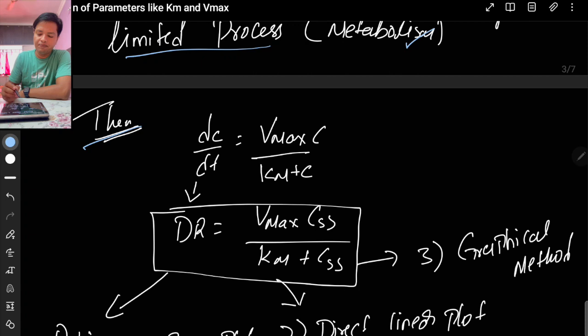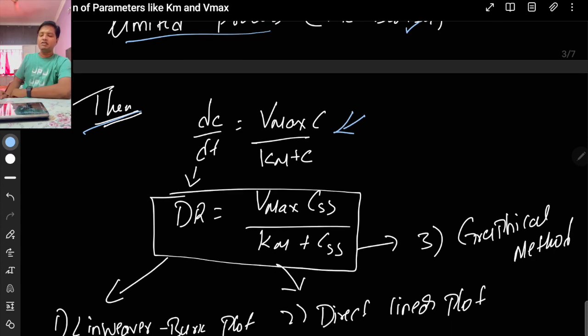What we have to do here is take the Michaelis-Menten equation. This is the Michaelis-Menten equation: dC by dt is equal to Vmax C by Km plus C. So instead of C, you take the steady state concentration Css. Instead of dC by dt, you can directly take the dosing rate. Whatever else is there will remain the same.